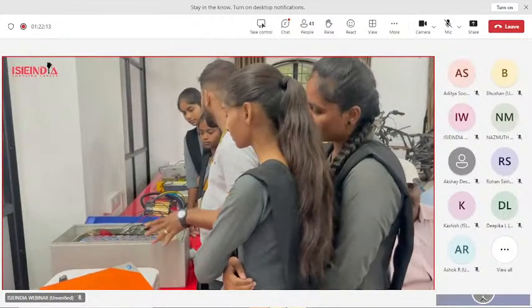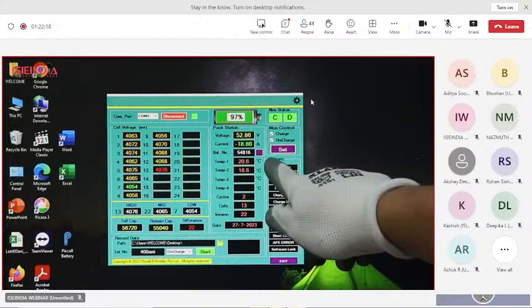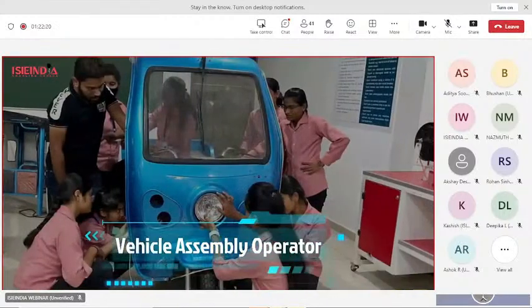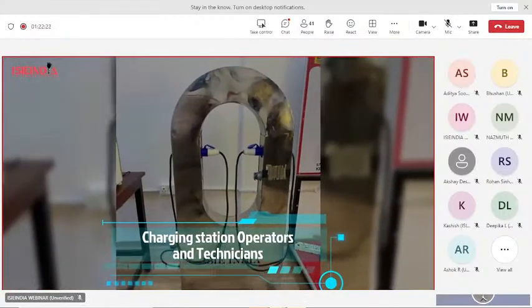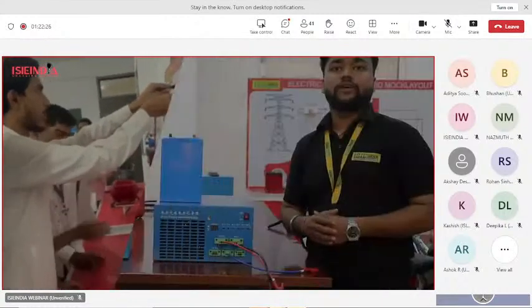This model is also helping our partners for community skilling of various job roles such as electric vehicle technician, vehicle assembly operator, charging station operator and technician, and workforce for electric vehicle powertrain, battery and BMS maintenance, etc.